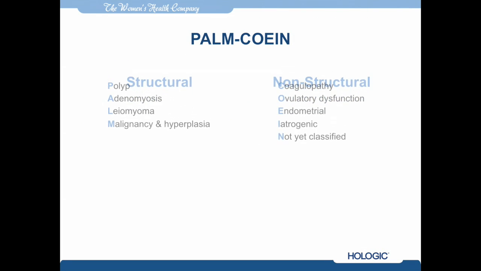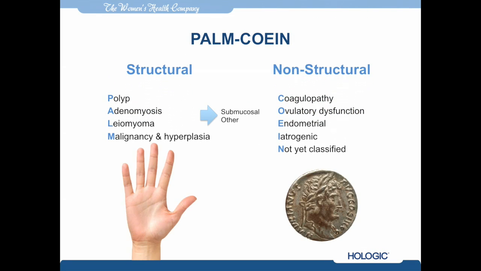In the Gray Journal article, the classification system is described and essentially divided into two sections: the structural components and the non-structural components. The structural components are described using the acronym PALM, P-A-L-M. P is for polyp, A is for adenomyosis, L is for abnormal uterine bleeding due to leiomyoma, which is a fibroid, submucosal or otherwise. M is for malignancy or hyperplasia, the endometrial cancer precursor.